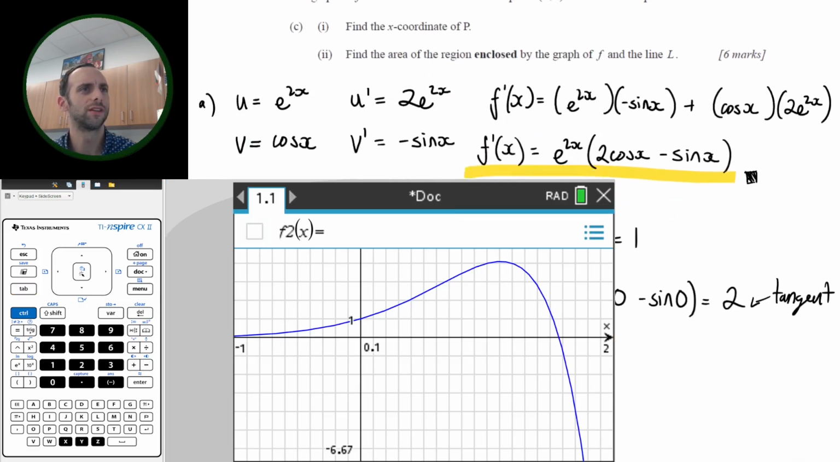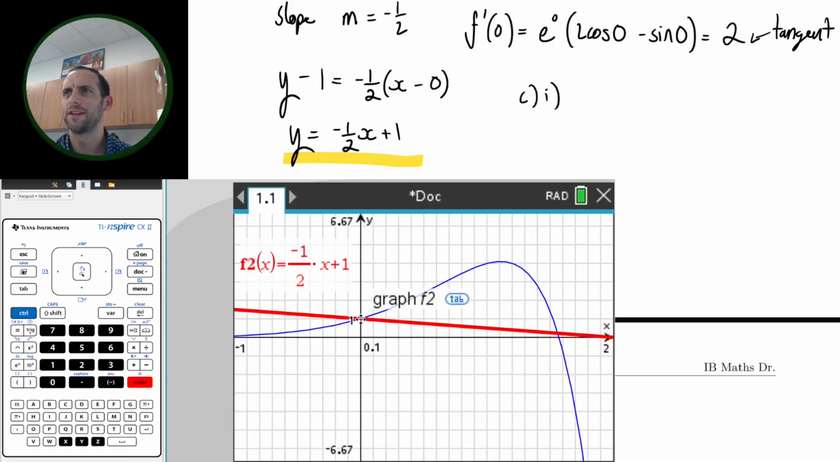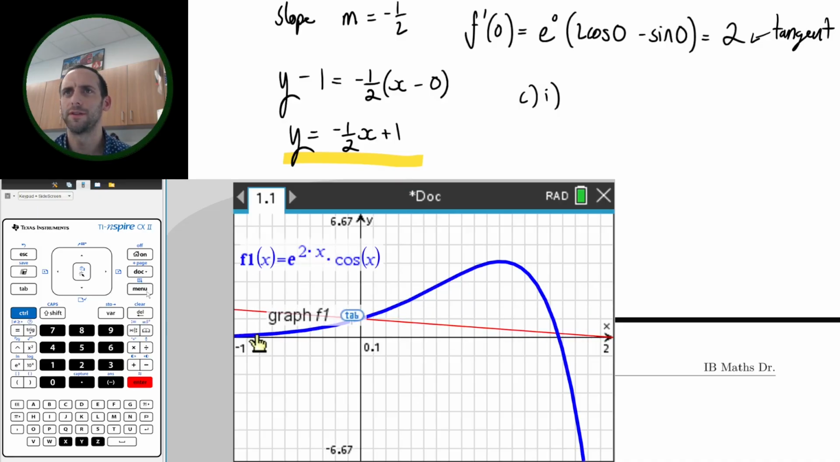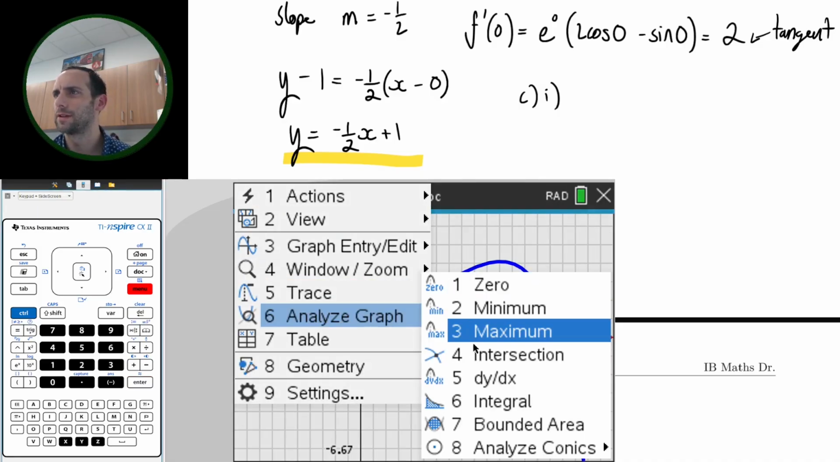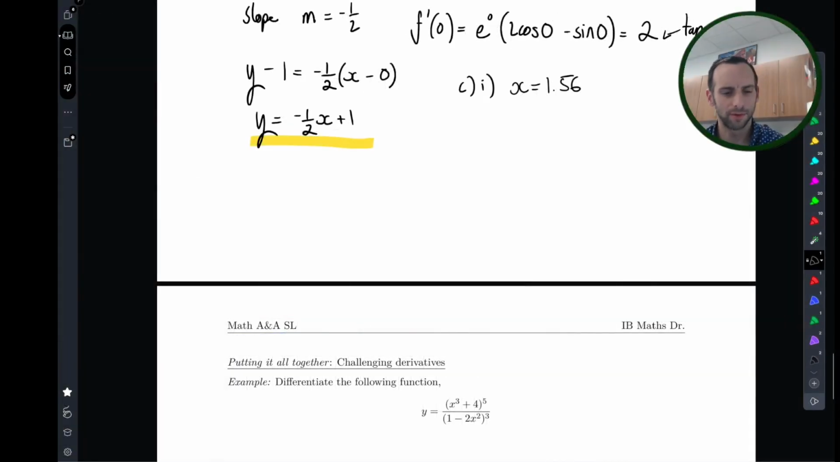We're going to put in the equation of our tangent line, which we just found. That is -1/2 x plus 1. So we'll put that in here. We see that first intersection point on the y-axis, which we were told about. Our second intersection point is over here. So menu, analyze graph, intersection. We'll drag over that, and we'll get our solution here, which is x equals 1.56.